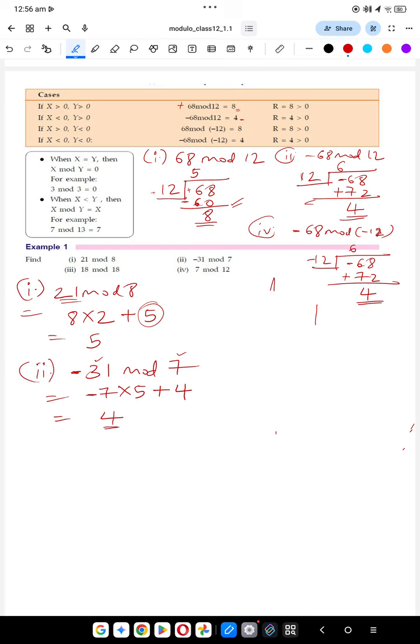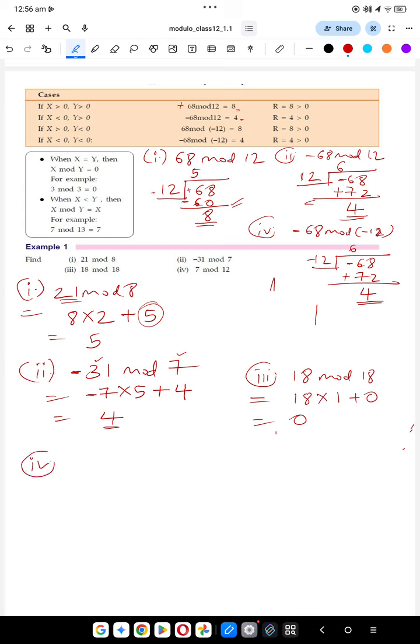And the third question, what is it? 18 mod 18. So 18 mod 18, 18 is directly a multiple of this. So 18 multiplied by 1 plus 0. So our remainder is 0.